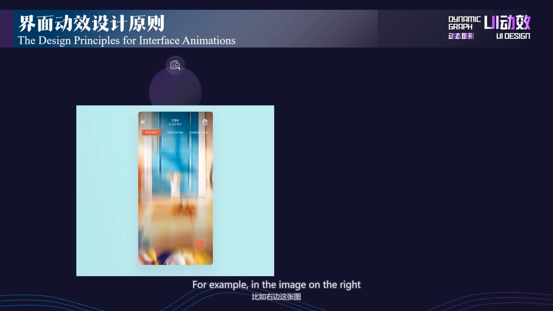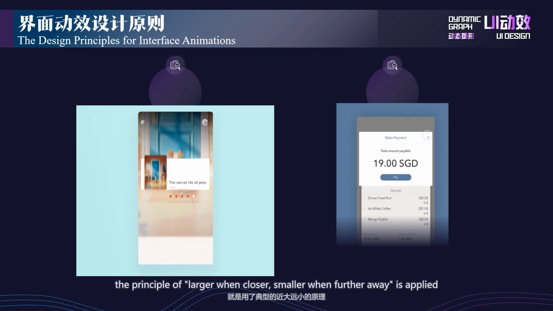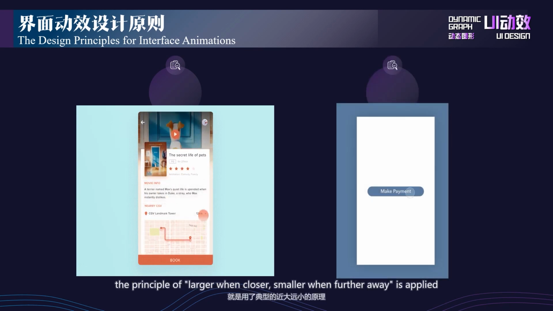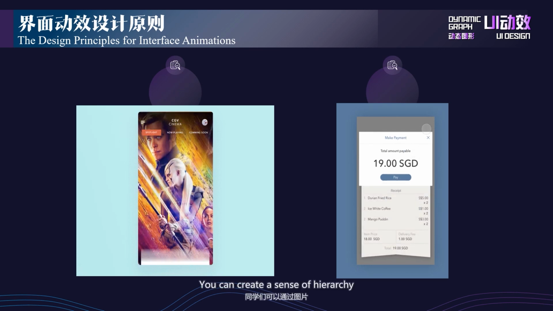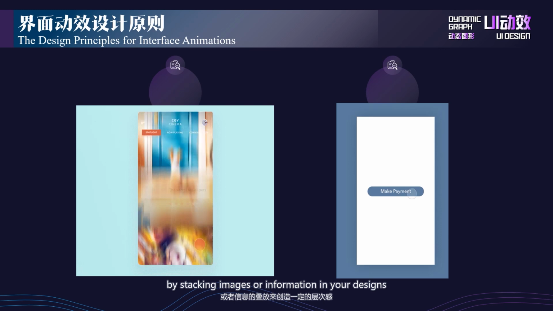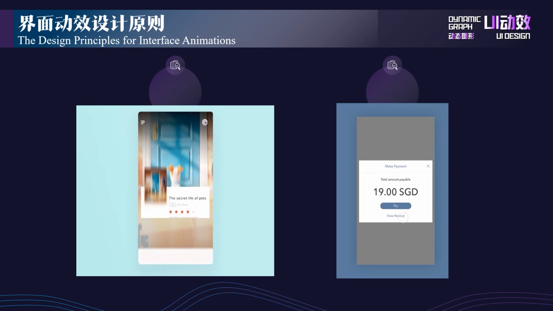For example, in the image on the right, the principle of larger when closer, smaller when further away is applied, creating a strong sense of hierarchy. You can create a sense of hierarchy by stacking images or information in your designs.